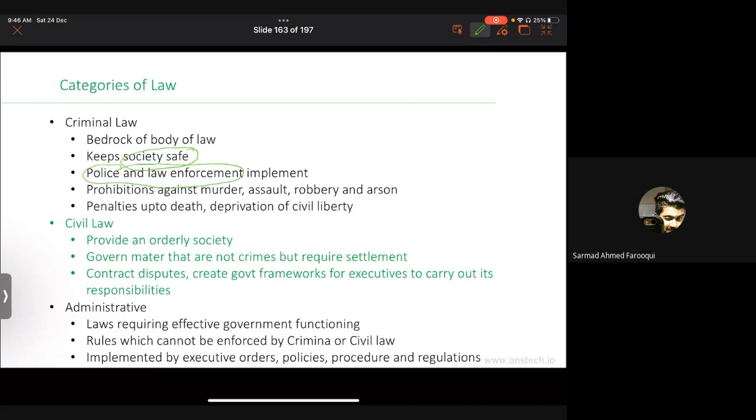So, prohibitions against heinous crimes. It is against heinous crimes: murder, assault, rape, robbery, arson. And penalties up to death, or deprivation of civil liberty by going into prison. Okay, what is civil law?